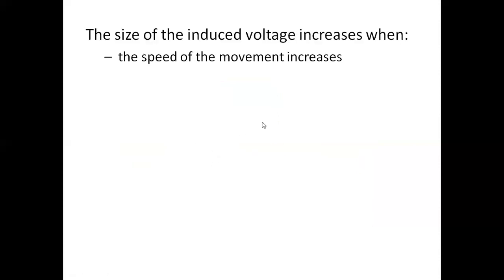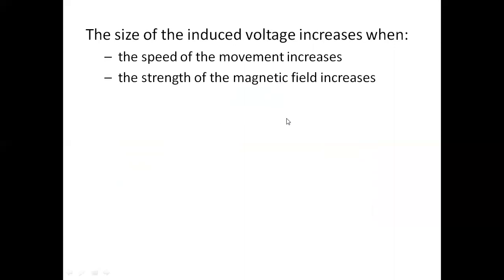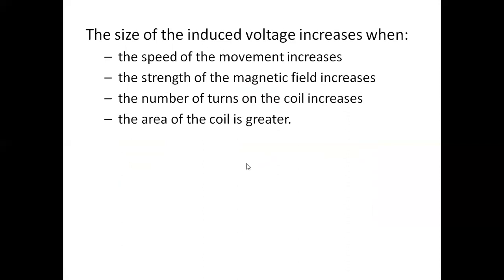The size of induced voltage increases when the speed of movement increases, the strength of the magnetic field increases, the number of turns on the coil increases, and the area of the coil is greater.